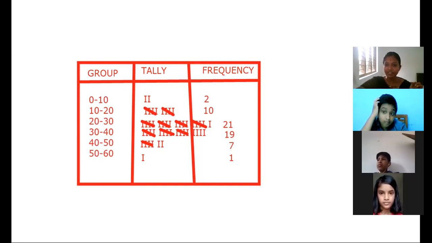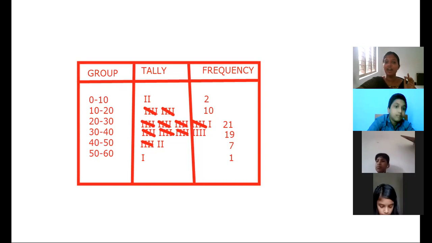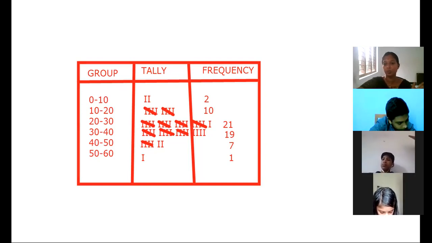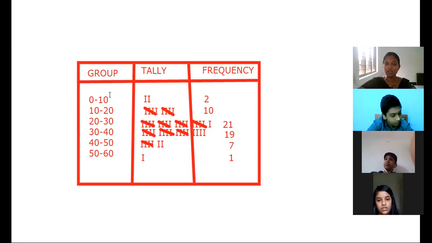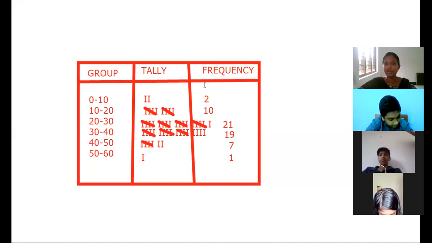Yes. We have been given data and we have to count how many observations are present in between the group. You can look at your data. In the group 0 to 10 we know that only 2 students are there. Which are the observations in between 0 and 10? 5 and 7. There is only one 5 and one 7 present in between 0 and 10. That's why the tally marks are 2 and the frequency is 2.